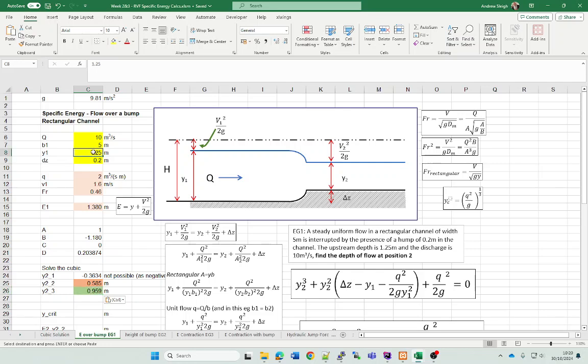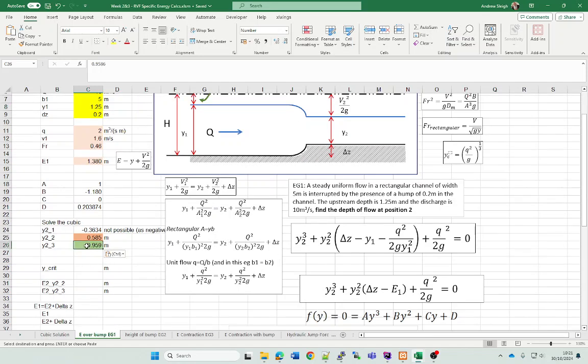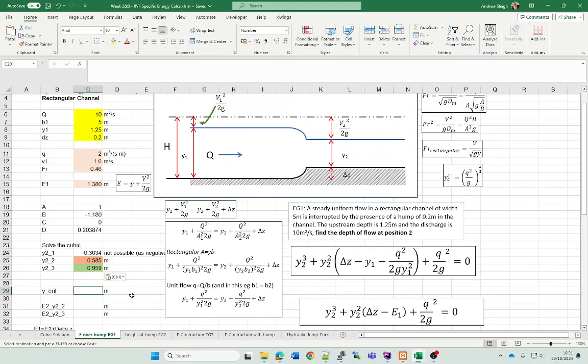The solution's got to drop from 1.25 because it's subcritical going in. It's got to drop, but it can't drop below critical. Well, we're not calculating critical depth here, but we may need to check it. We expect it's going to drop to here. We expect that this 0.585 is below critical. Well, let's calculate critical depth here. And what's critical depth? Critical depth is when Froude number equals 1.